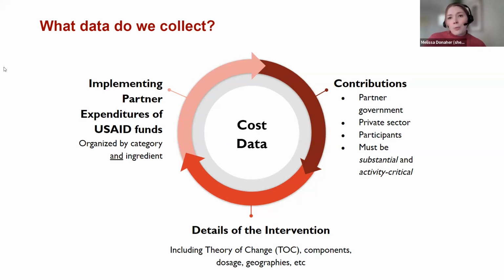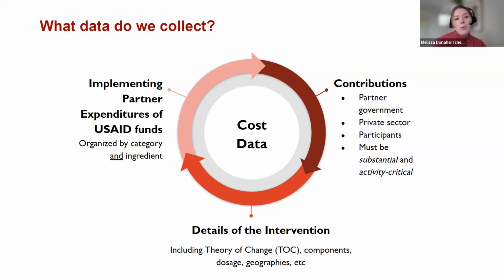And the final piece is really important and also relates to the question of context. So this is about the details of the intervention. So information about the theory of change, the different components of the intervention, dosage, where it was implemented, different geographies, etc. This is really critical information to help put into context the cost of our contributions and expenditures.